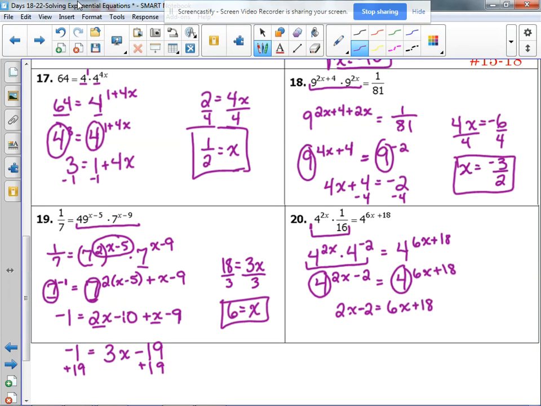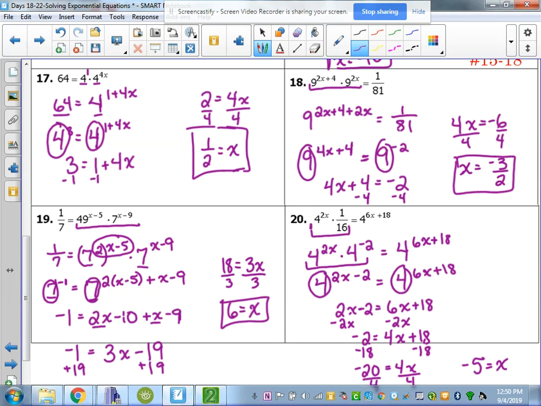We have variables on both sides. Start by getting it on one side. I'm going to subtract the 2x so that I can keep my variable positive. -2 is equal to 4x plus 18. Subtract the 18, we get -20 is equal to 4x. Divide by 4. -5 is equal to x.